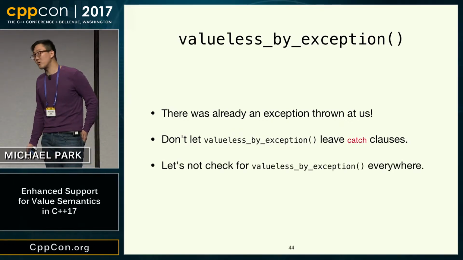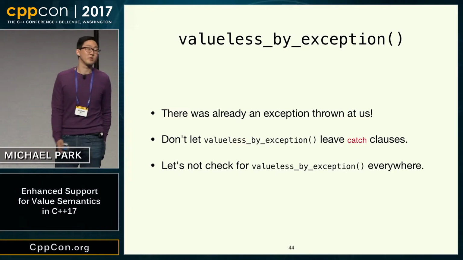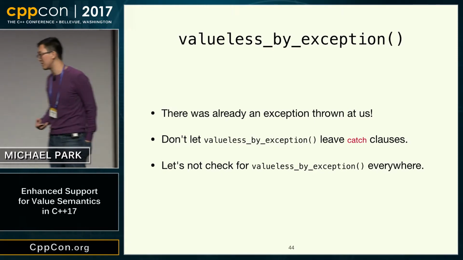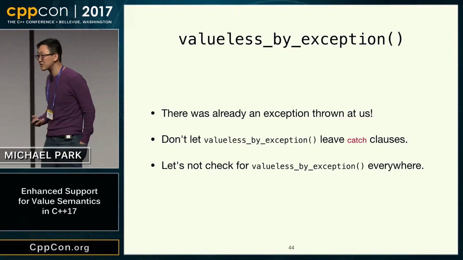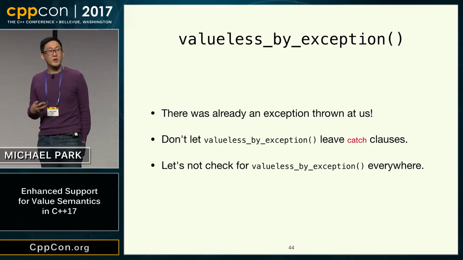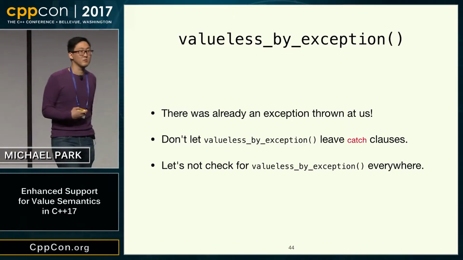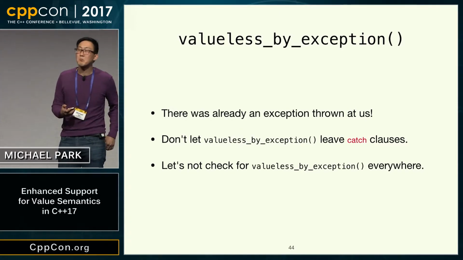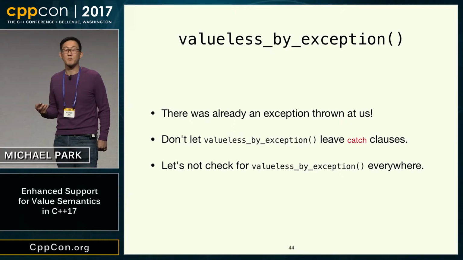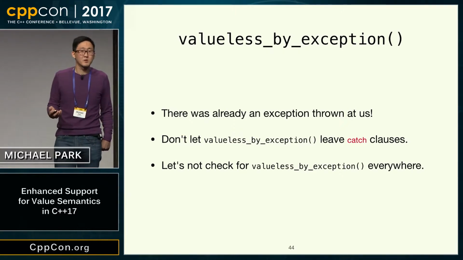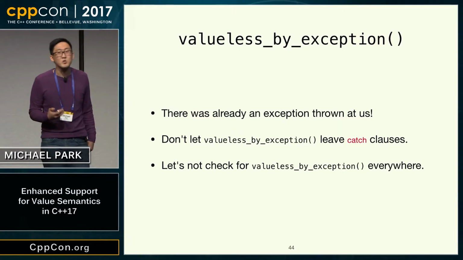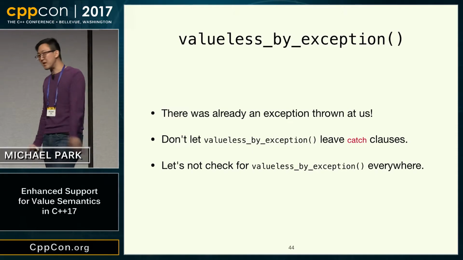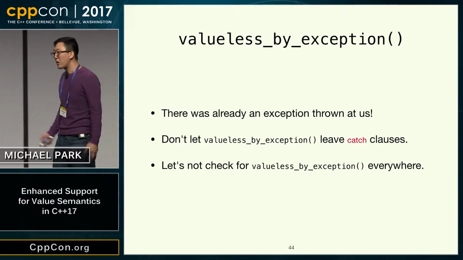And let's not be checking for valueless by exception everywhere, right? Not every function needs to check for valueless by exception at the top of its definition. And my argument for this is pretty simple. When you get a reference to an int in a function, can you check whether that thing is uninitialized? No, there's not even a way to do that. But if you were to use it, it would be undefined behavior. So there are some cases where we don't even allow you to check for what the state of the object you got is.